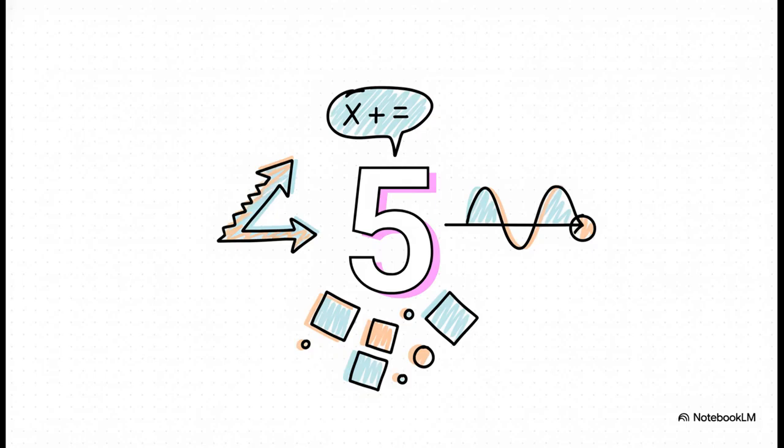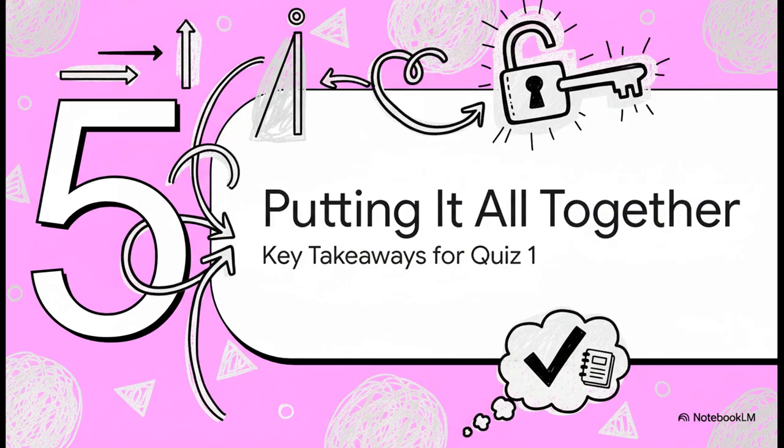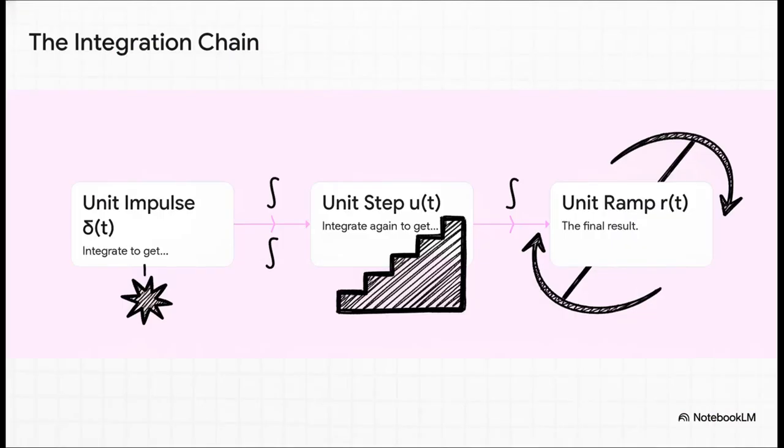Pretty neat, right? Okay, let's bring it all home. We're going to connect these 3 signals and make sure you know the absolute key points you need to have locked down before quiz 1. You see, these 3 signals aren't random. They're actually a family, and they're connected by calculus. If you start with the impulse and you integrate it, you get the step. Then, if you integrate the step, you get the ramp. It's this beautiful, logical progression.